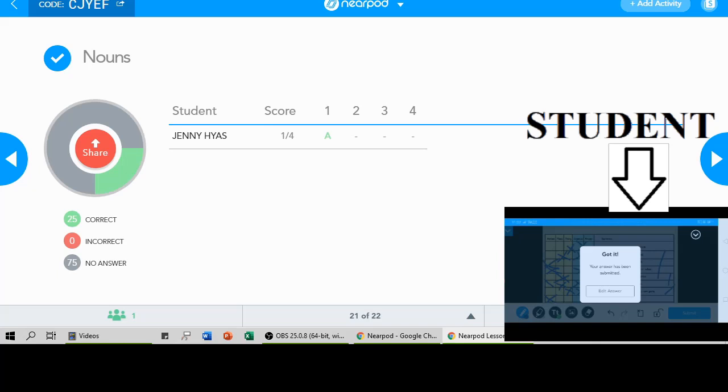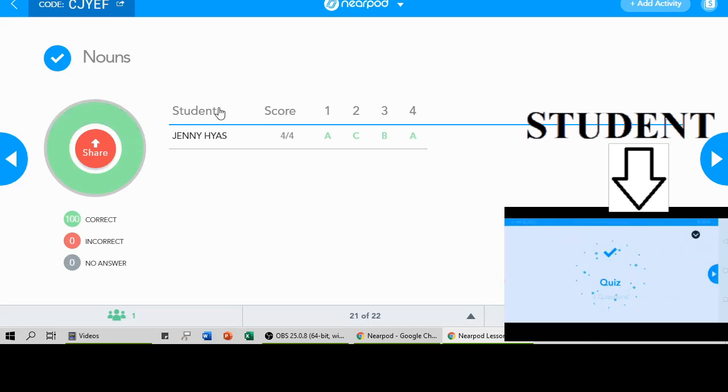Find the proper noun. Which of these is not a type of noun? Okay, next. Proper noun, next. So here we can see that student Hiyas answered the first, second, third, and fourth questions correctly. Click next.